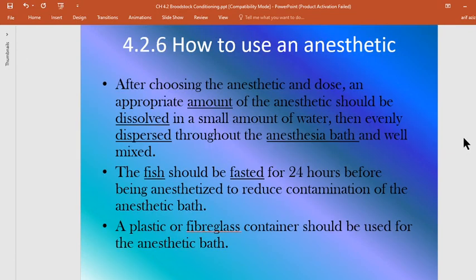After choosing the anesthetic and dose, an appropriate amount of the anesthetic should be dissolved in a small amount of water and then evenly dispersed throughout the anesthetic bath and well mixed. The fish should be fasted for 24 hours before being anesthetized to reduce contamination of the anesthetic bath. A plastic or fiberglass container should be used for the anesthetic bath.